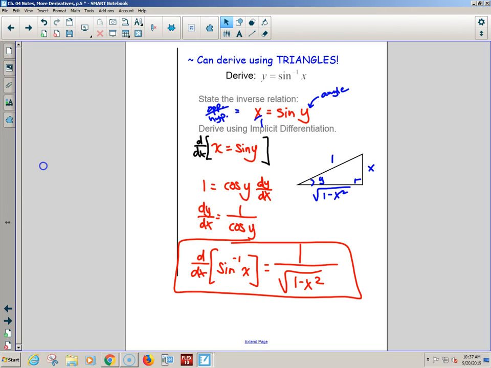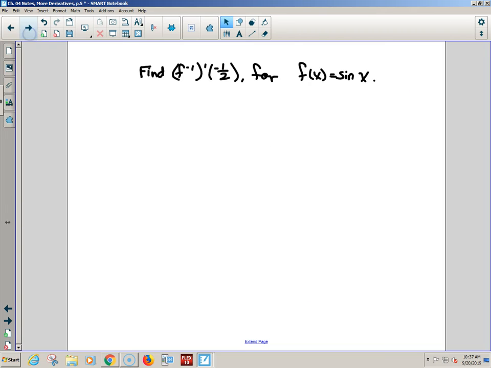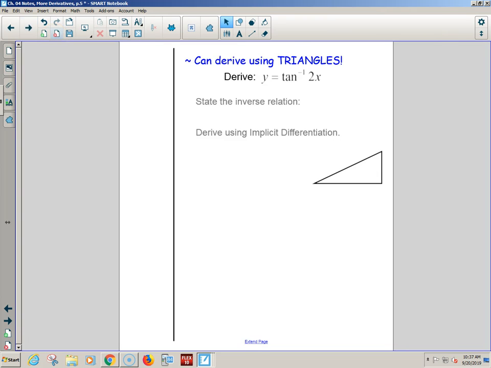Okay, so that's sine and cosine, but what other inverses do we have? Let's see what I have ready. What if we have tangent inverse of 2x? Guys, how would you state the inverse relation on this one? What do we do with the 2, right? Do we just put an x and put a y with a tangent?